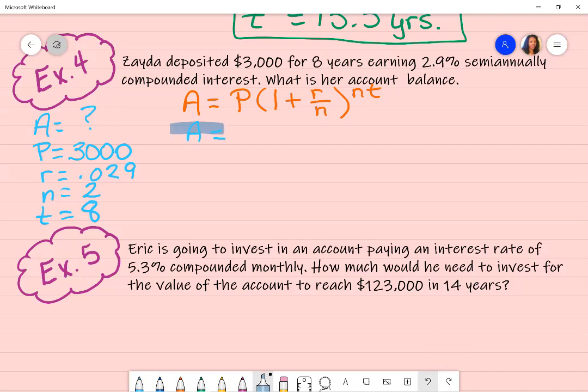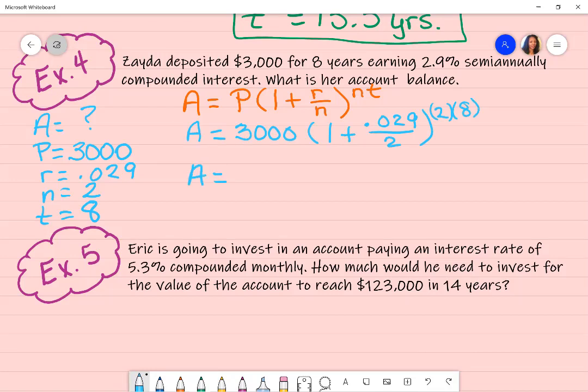Now, what I see is that A is already by itself. So that tells me once I substitute everything in on the right-hand side, I can automatically just put it in the calculator. So P is 3,000. It's multiplied times 1 plus the rate, 0.029, all divided by 2. And I take that same 2 and I'm going to raise it to a power, and I'm going to multiply it times the time, which is t of 8.